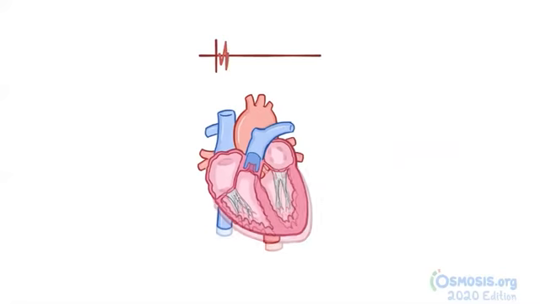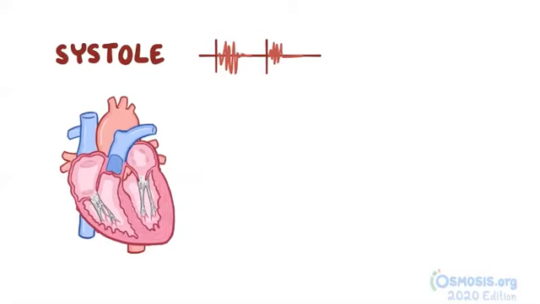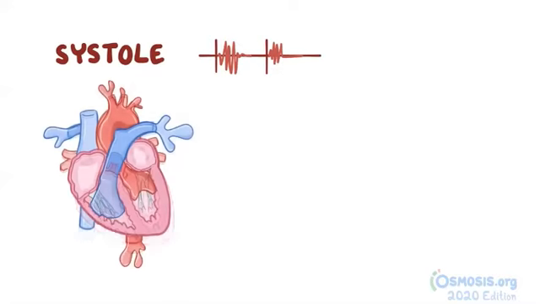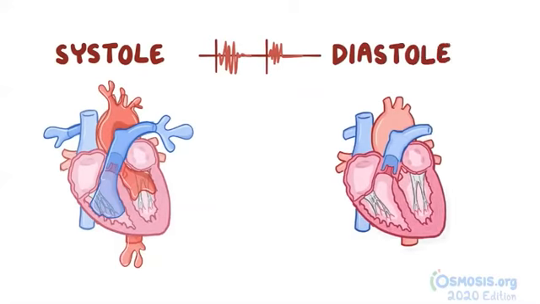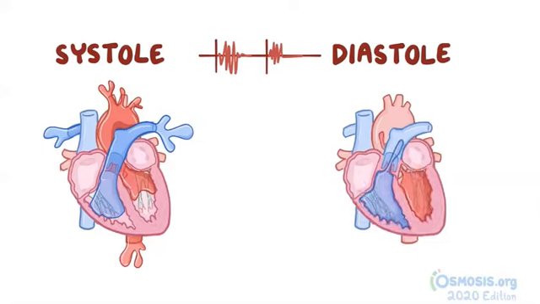Alright, now each heartbeat consists of two phases. Systole, which is when the heart contracts and pumps the blood out of the ventricles, and diastole, which is when the heart relaxes and ventricles fill with blood. And as the left ventricle fills with blood during diastole, the pressure within it rises. Then, the left ventricle contracts, increasing the pressure within the left ventricle even more and forcing blood through the aortic valve into the aorta and whole arterial system.